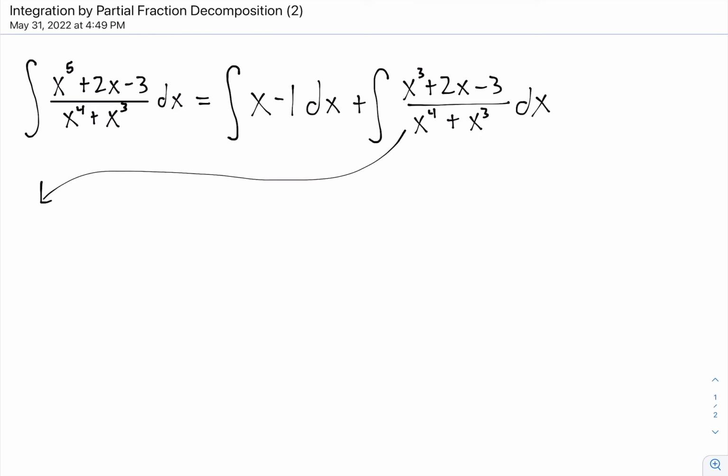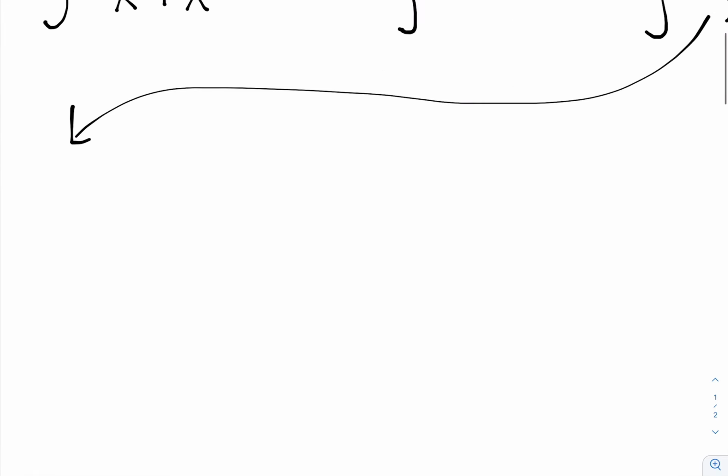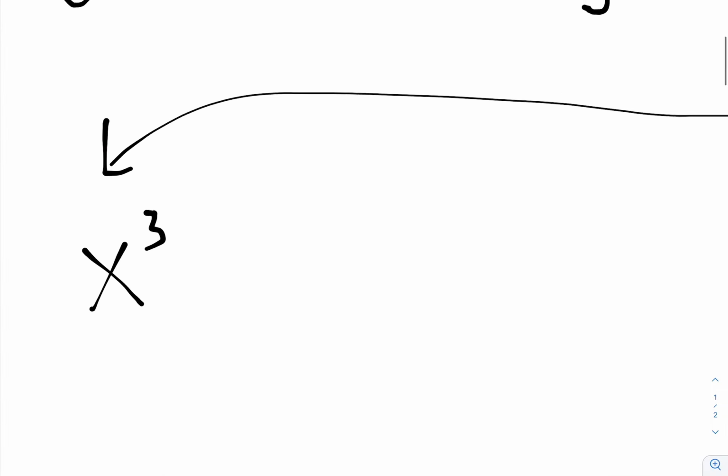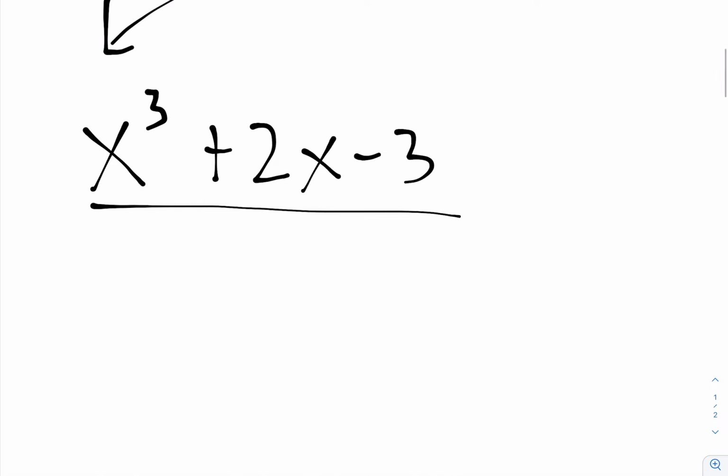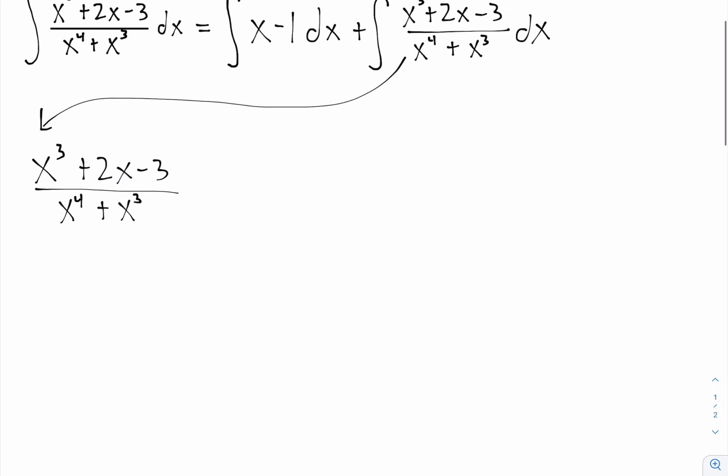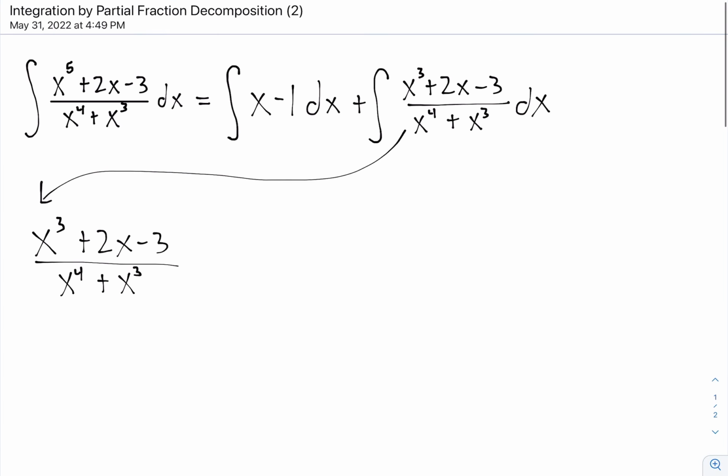Okay, so let's look at just the inside, and let's try to break that up. So what we have right now is x to the third, let me just write it here, plus 2x minus 3 over x to the fourth plus x to the third. So that was our remainder over our divisor. Now, how can we take something like this and break it up into multiple fractions that are adding or subtracting?